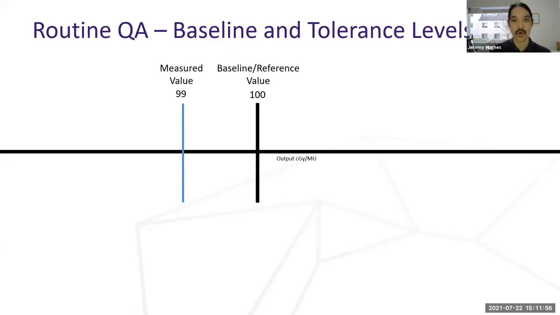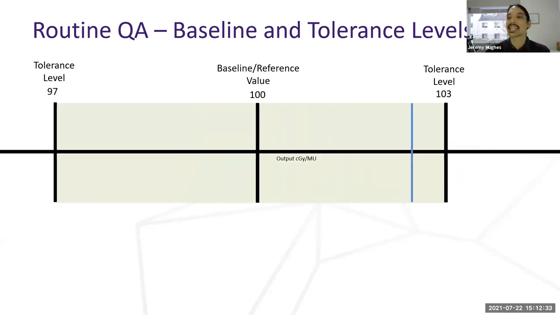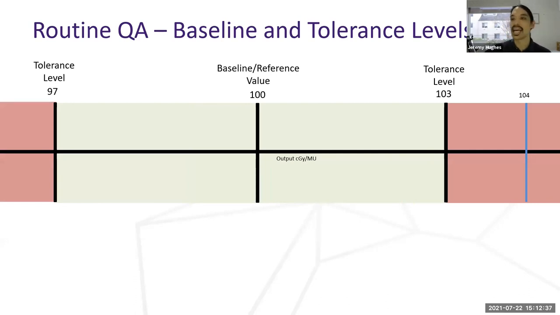On top of that, you know what number you're aiming for, but you also need to know the acceptable range that you can differ from it. And these are your tolerance values. So let's say that we take a tolerance value of 3% difference from your baseline, which means that any measured value between 97 and 103, 3% either side, is fine and is acceptable. If you were to get a number outside of that, we call it out of tolerance, and action has to be taken. This machine is not clinically safe anymore to treat patients, and you would place restrictions upon the machine until this issue is fixed.